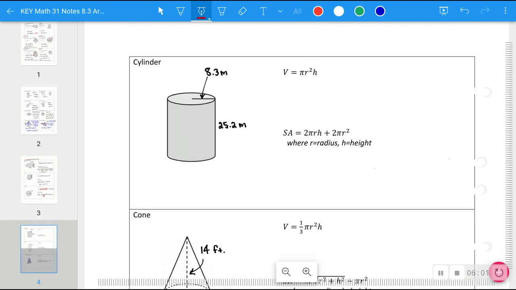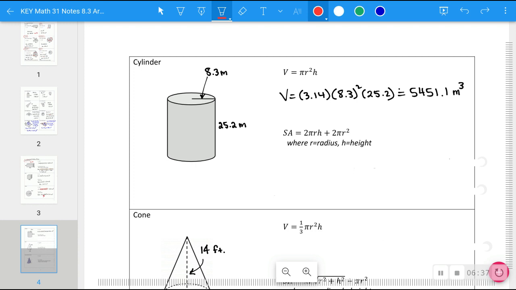The next shape we're going to look at is a cylinder, and I'm giving you the formulas in this section here. The cylinder has a volume of pi r squared times the height. So we're going to plug those numbers in. The radius of this one is 8.3, and the height is 25.2. So here is, in order, pi r squared h, and you multiply it out, and then make sure that when you're talking about volume, use the cubic version of the unit. So these aren't meters or square meters, they're cubic meters because it's volume.